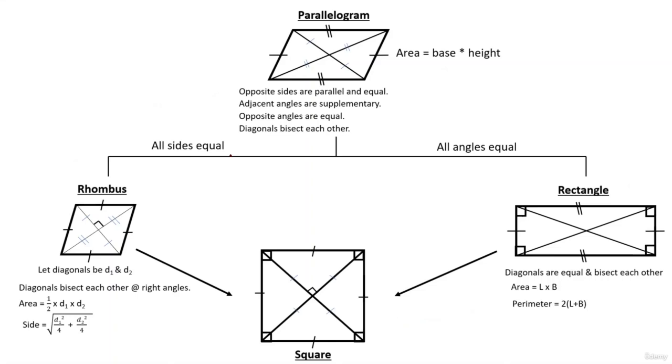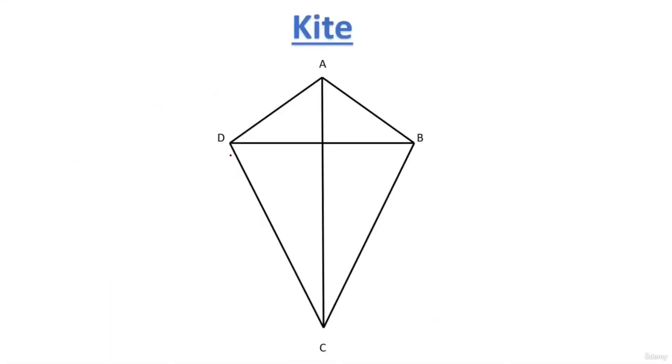So let's go on to the next quadrilateral, guys. The next quadrilateral is a kite, and a kite has exactly one pair of adjacent sides as equal. So here AD will be equal to AB and CD will be equal to CB. I draw the diagonals AC and BD in this case, guys.